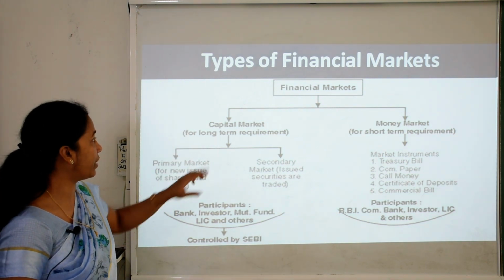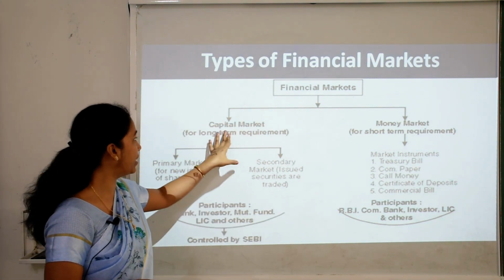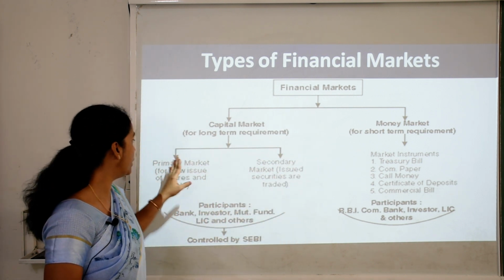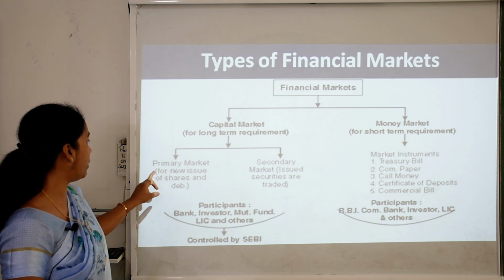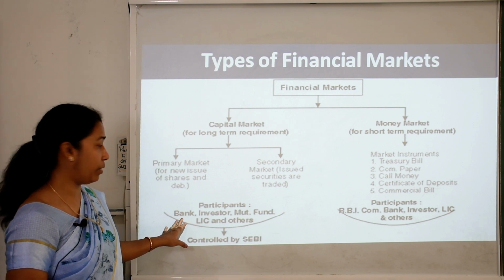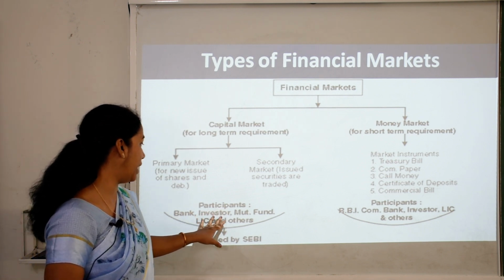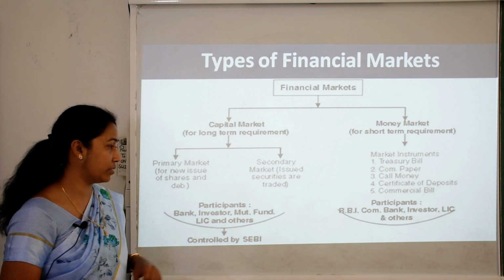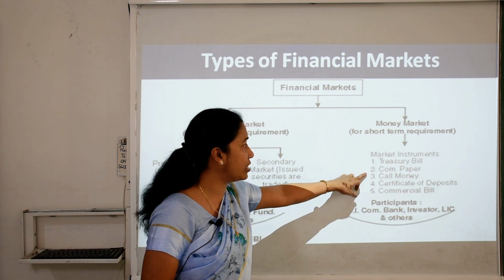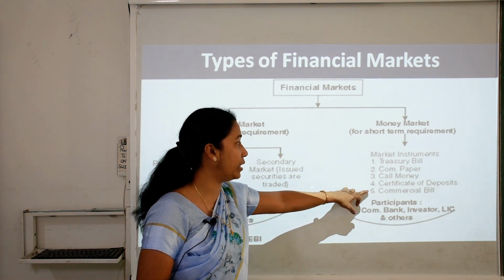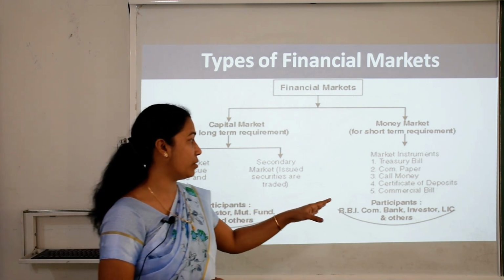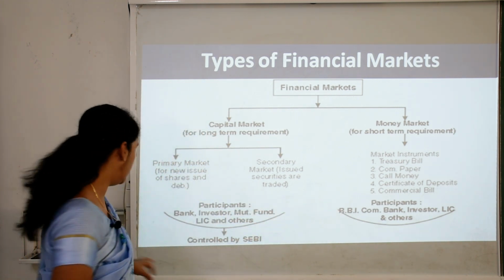Now the types of financial market. We have two kinds of financial market: capital market, which is for long-term requirement, and money market, for short-term requirement. In the long-term requirement, or capital market, we have the primary market and the secondary market. In these primary and secondary markets, the participants are banks, investors, mutual funds, LIC and others, and this is all controlled by SEBI. Now this is the money market, in which we have these instruments: treasury bill, commercial paper, call money, certificate of deposits, commercial bill, and here the participants are RBI, commercial banks, investors, LIC and others.